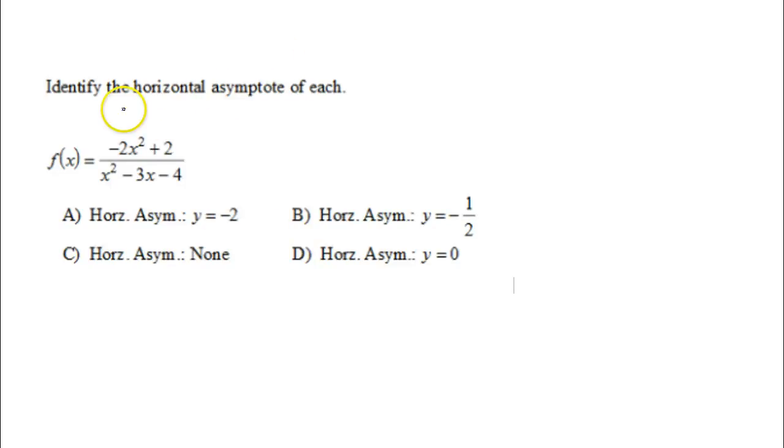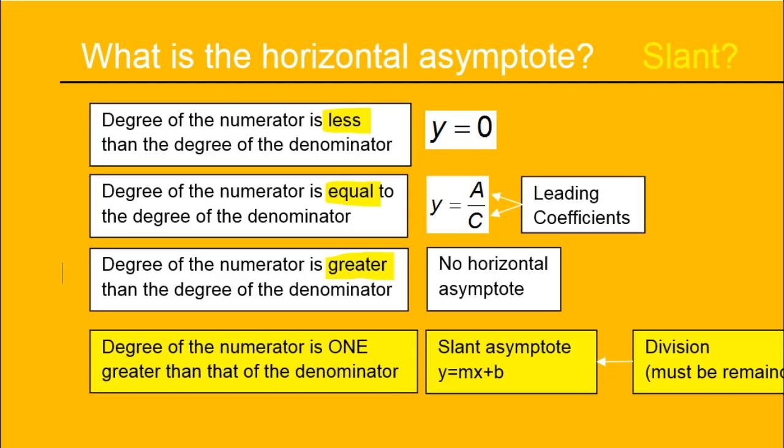All right, well, what is the horizontal asymptote of this function? Well, that's going to depend on the three rules, my friend. It's all about the degree of the numerator versus the degree of the denominator. If the numerator degree is less, it's y equals 0. If the numerator degree is equal to the denominator, it's y equals leading coefficient over leading coefficient. If the degree of the numerator is greater, then there is no horizontal asymptote.